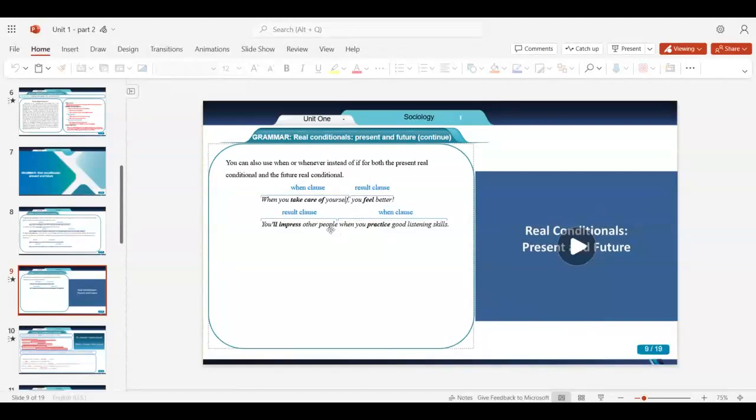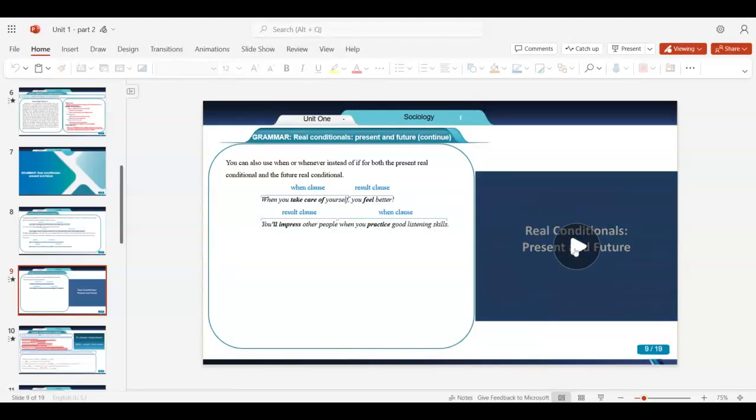Now this is the future, because let's see the result clause. In the result clause we use will. You will impress other people. This is the result clause. When you practice good listening skills, that is the when clause. Sometimes, instead of an if clause, we can use when. And as I told you, it's not always important that the result clause comes first. Sometimes the result clause comes first, and the when clause comes after it.